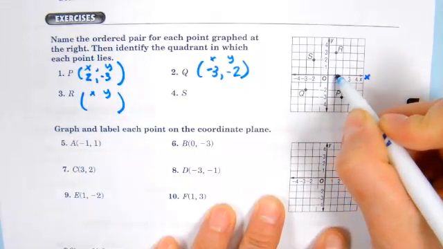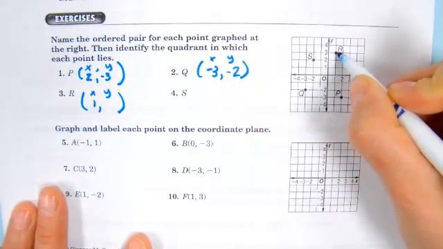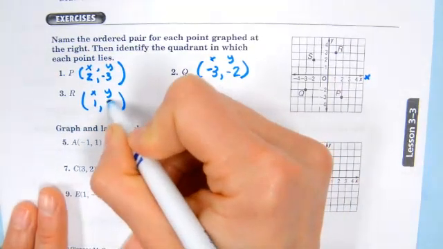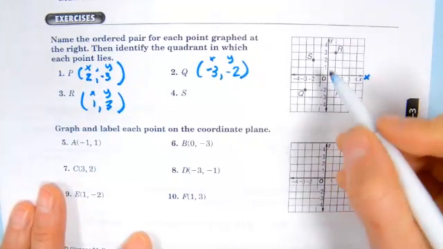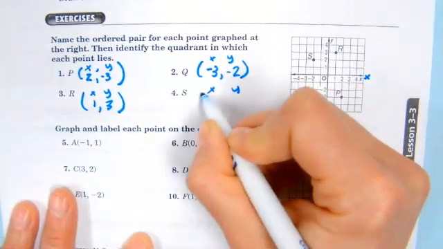We'd have to go 1 right. So that's going to be our x. And then we would have to go 3 up. That would be our y. Okay, one more time with S. So S, x comma y.